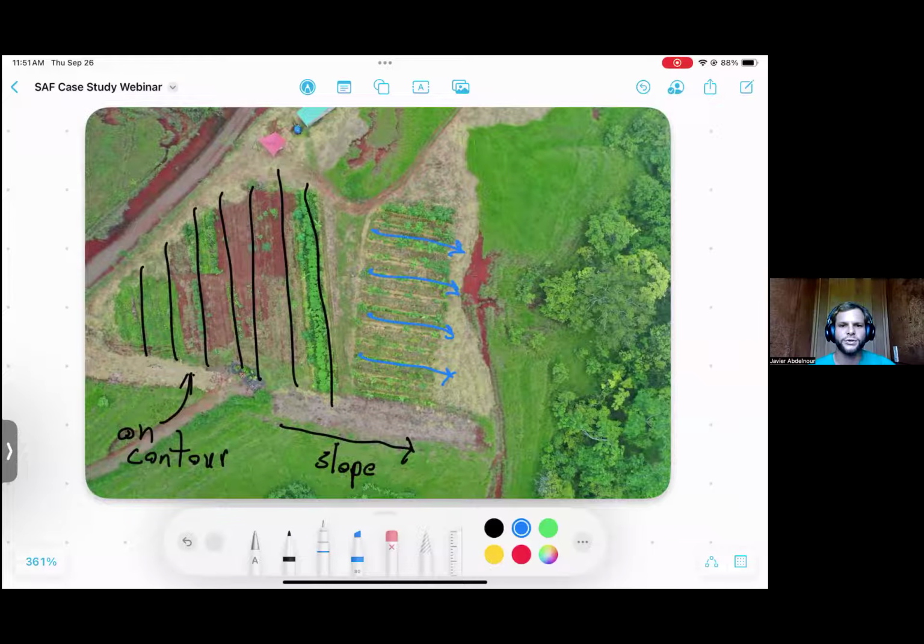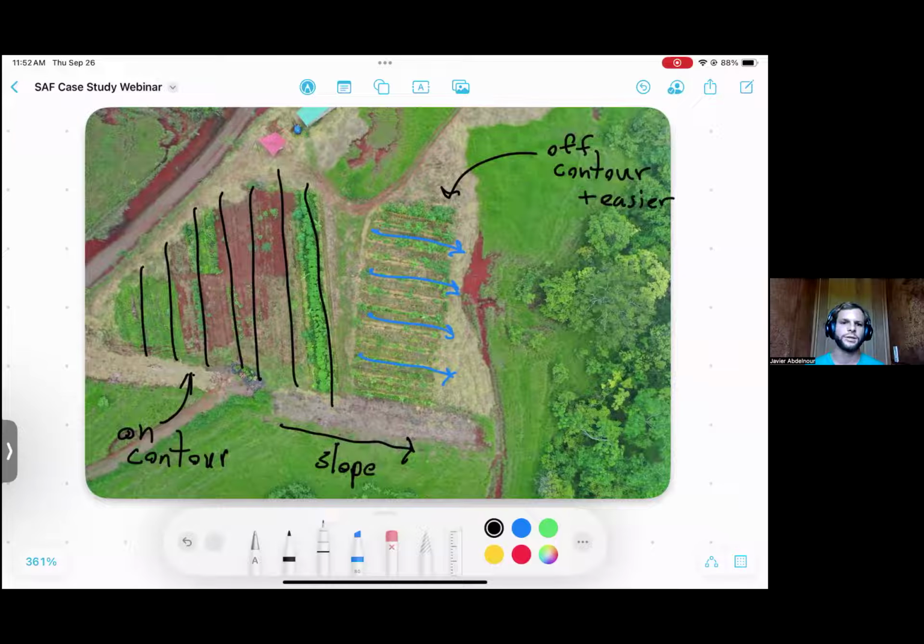it's way easier to manage the system that way, because when you're walking through the system, you're walking up and down the hill, and you're not walking sideways on the contour lines. So it's way more comfortable for the body, and it's easier to walk around and prune and do all the things that you need to do.